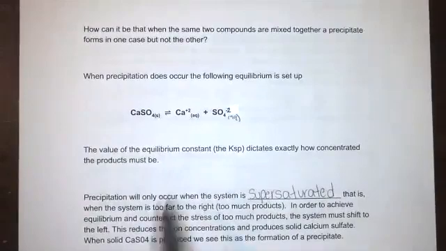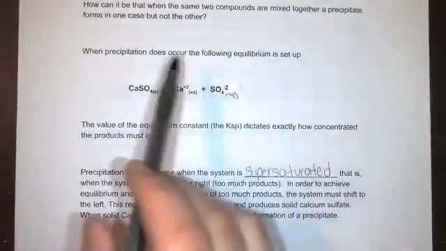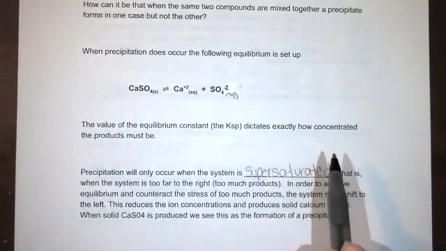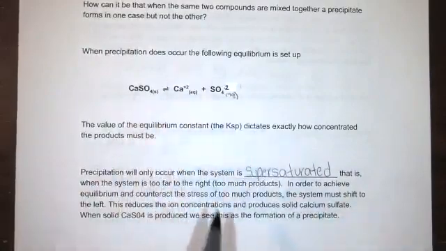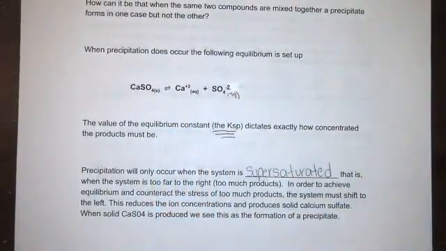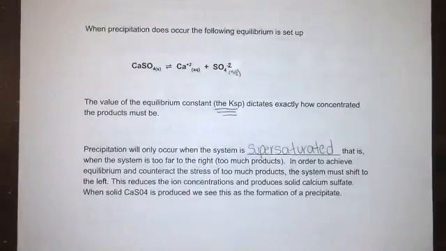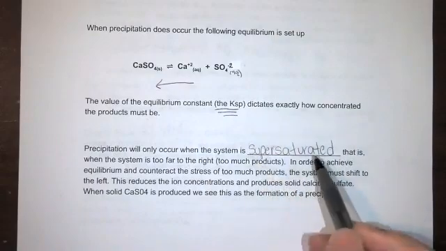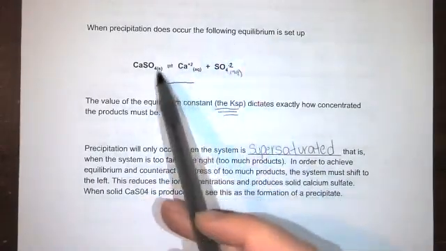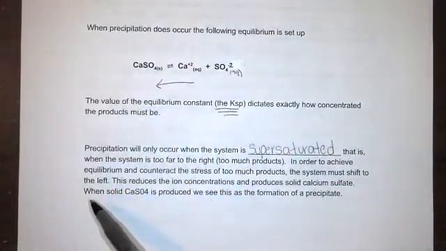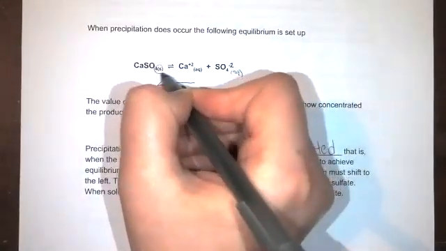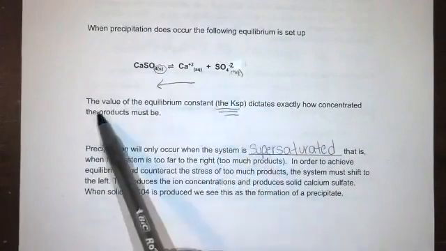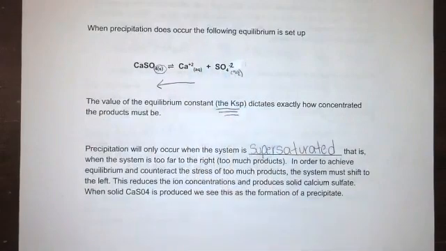So if a precipitate would occur, this would be our equilibrium reaction, our equilibrium expression here. Our value of Ksp can dictate exactly how concentrated the products must be in order to form a saturated solution. So we can actually use our Ksp here to see whether we are at a saturated solution or not. A precipitate is only going to occur, so this equilibrium is only going to shift left, when our system is supersaturated. That means that we have too much products, too many ions have been dissociated in solution, so we're going to shift to the left to counteract the stress, and a shift to the left means that we will produce more reactant, which is our solid. So we're going to see a precipitate occur. And this is going to happen because shifting to the left is then going to reduce the ion concentration of our products here.